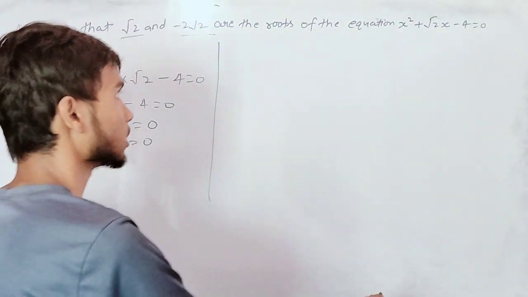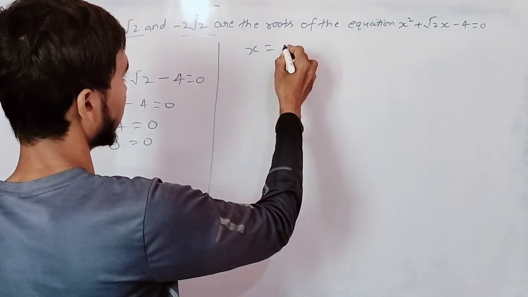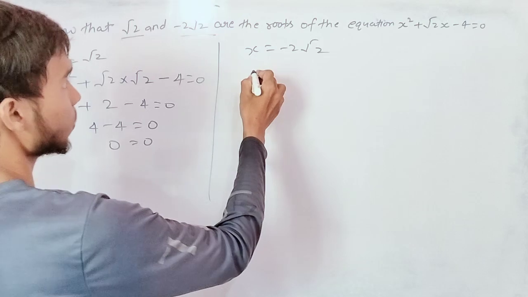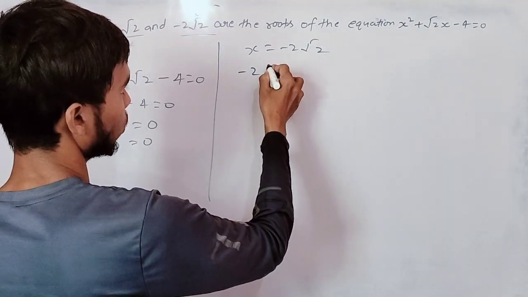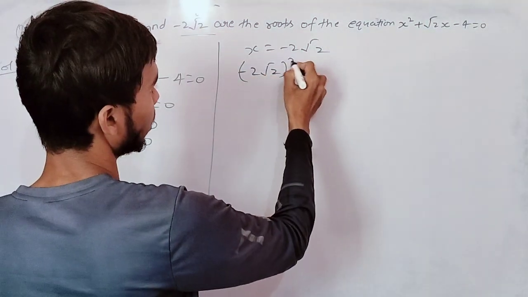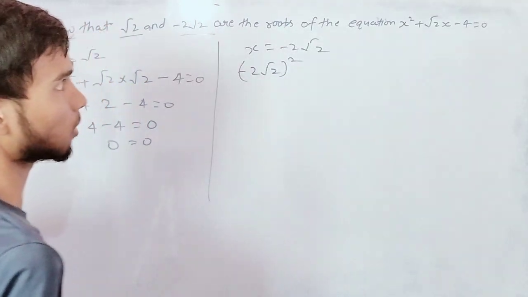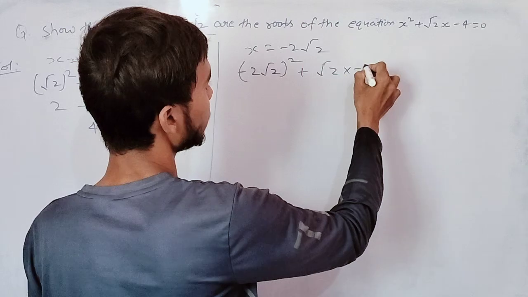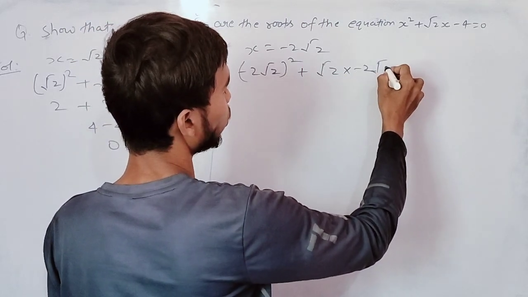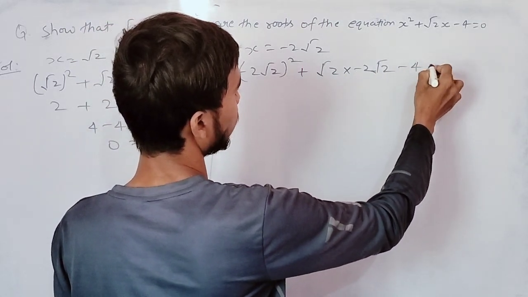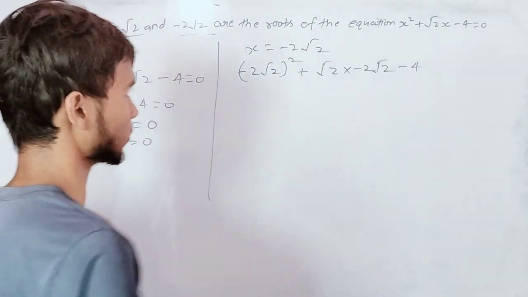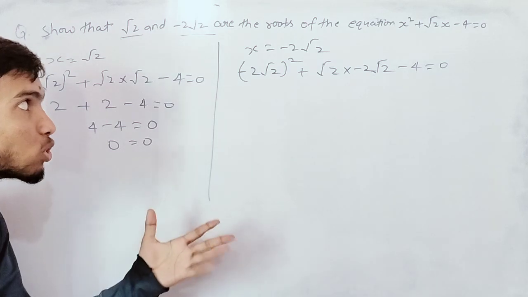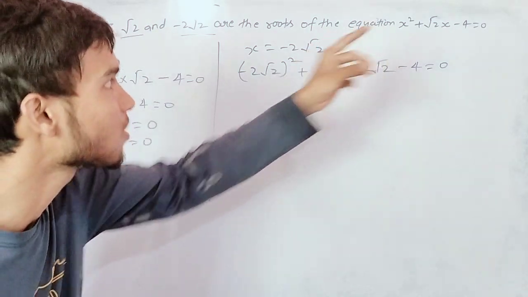We will take this as x = minus 2 root 2. Now, minus 2 root 2 raised to power 2 plus root 2 multiplied by minus 2 root 2 minus 4. Clear? Now this is equal to 0. If both sides are equal to 0, then we can say this is a root of this equation.